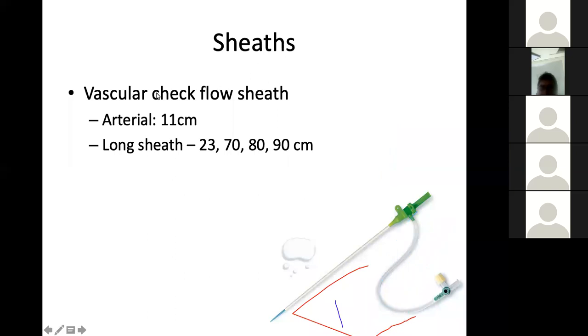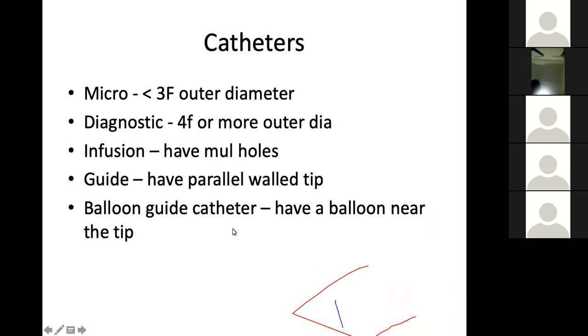Okay. So we were on vascular check flow sheath. The regular check flow sheath is 11 centimeters. If it is less than that, it is known as a short sheath. If it is longer than that, it is known as a long sheath. A long sheath could rest in the common iliac or into the proximal aorta as we are accessing through the femoral artery, or these could reach into the arch of the aorta, or these could also reach into the common carotid artery. So depending on what level of support that we want for the catheters, we need to choose the sheaths.